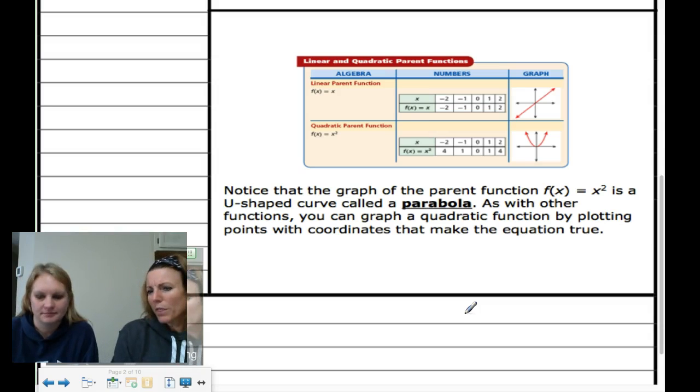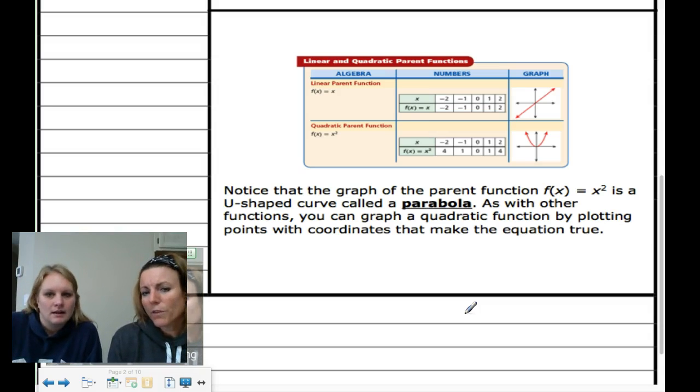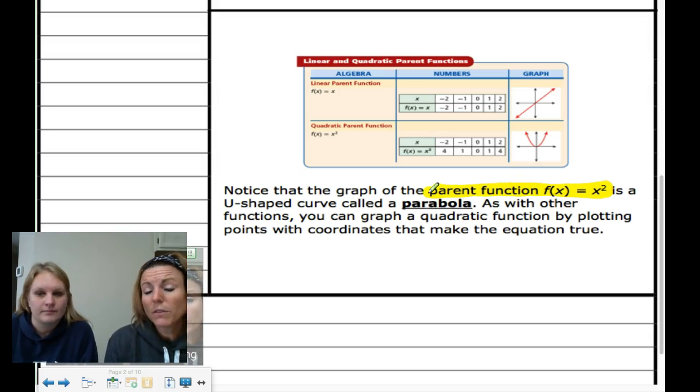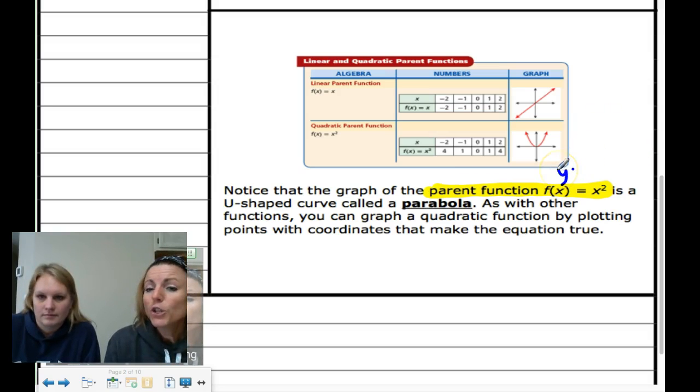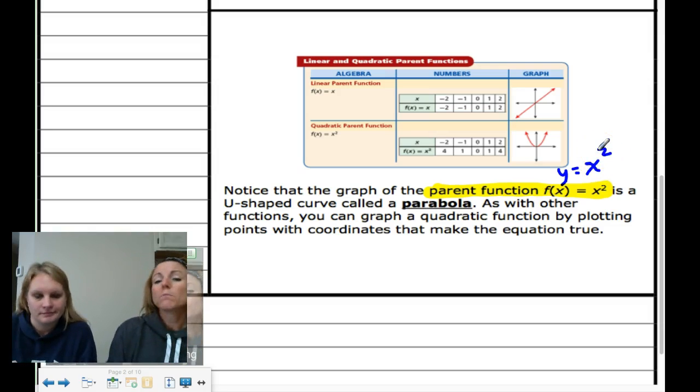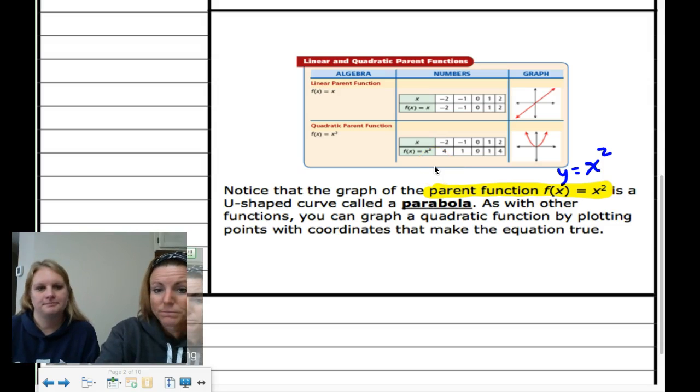Maybe highlight one thing: the parent function. Do you see where it says parent function? The parent function is f of x equals x squared, or you can think of it as y equals x squared, and the vertex is at 0, 0. You must know the parent function because we're using that to see how the graph moves. It is a U shape, in the shape of the curve called a parabola.